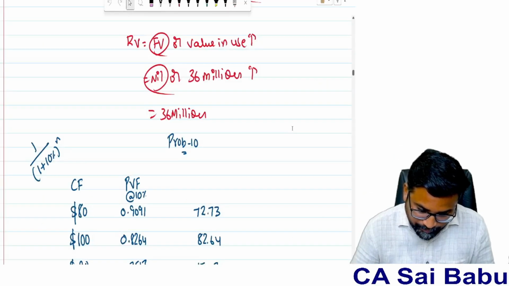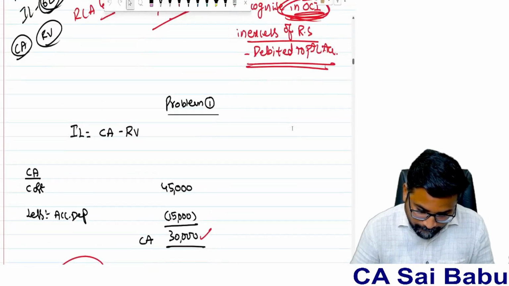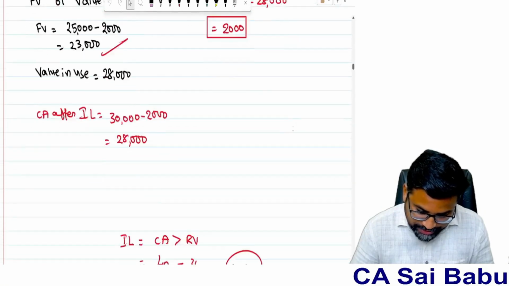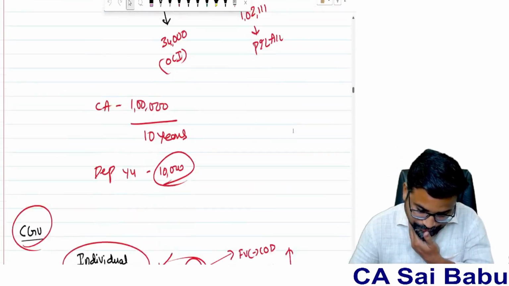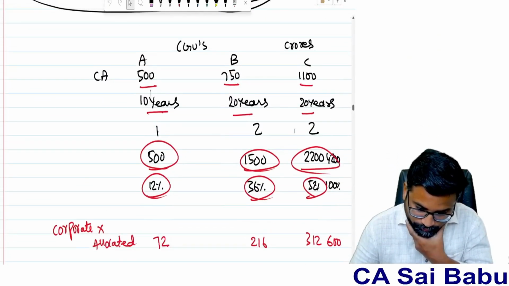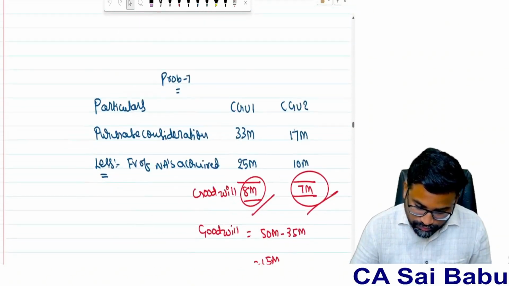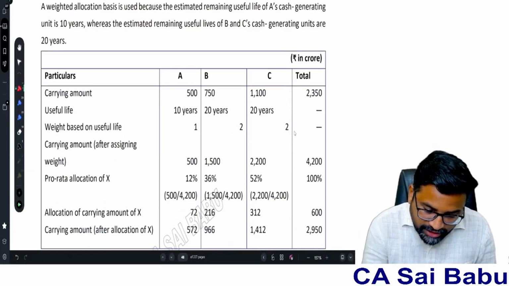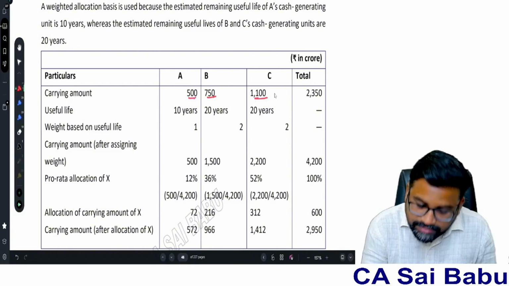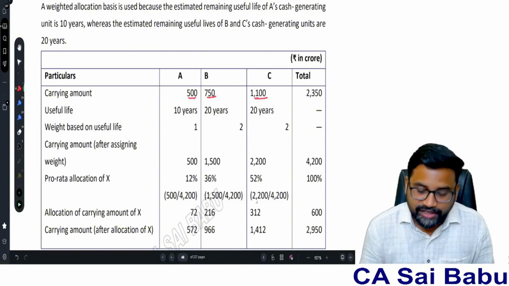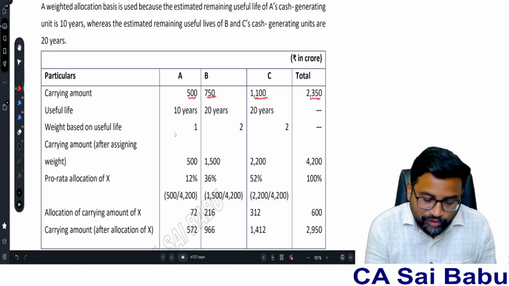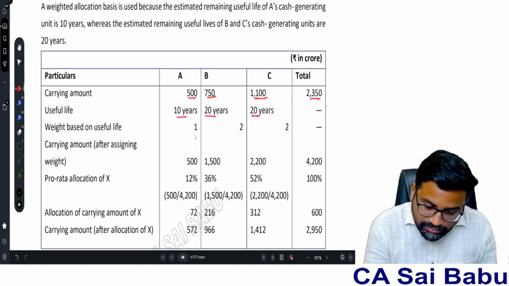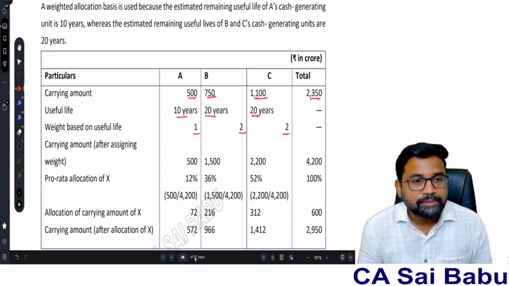See here. So this is question number 8, sir. Yes. So first they have taken the carrying amount of A, B, C. See here: 500, 750, 1100. Total 2350. Useful life is also given in the question: 10 years, 20 years, 20 years. So weights 1, 2, 2, based on the useful life.